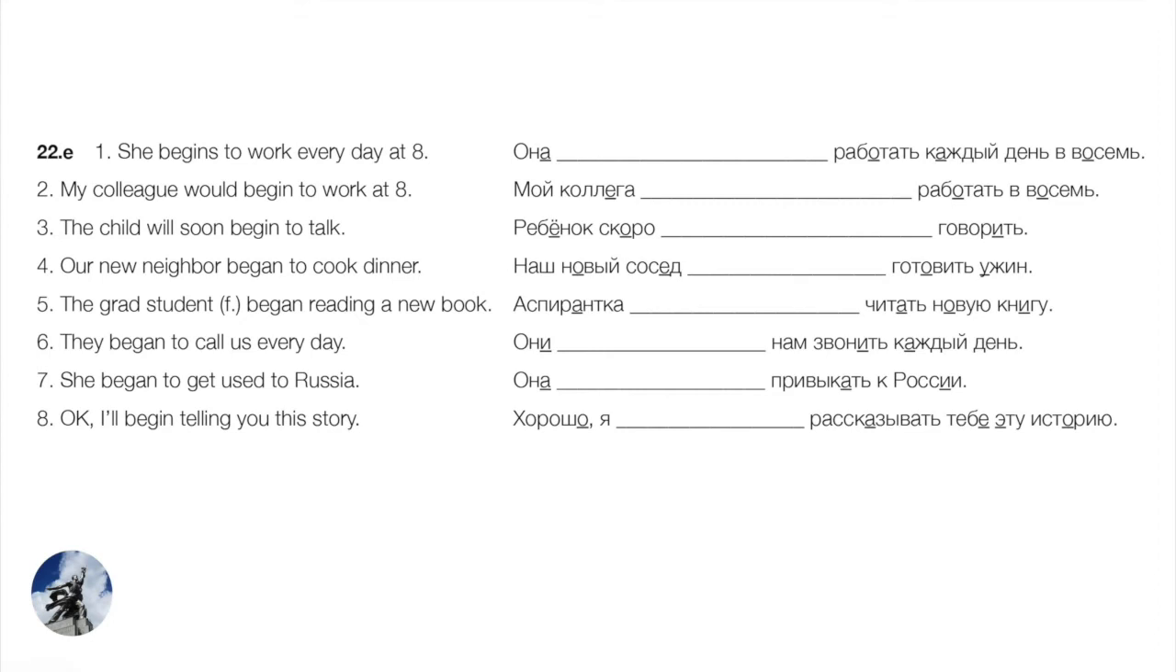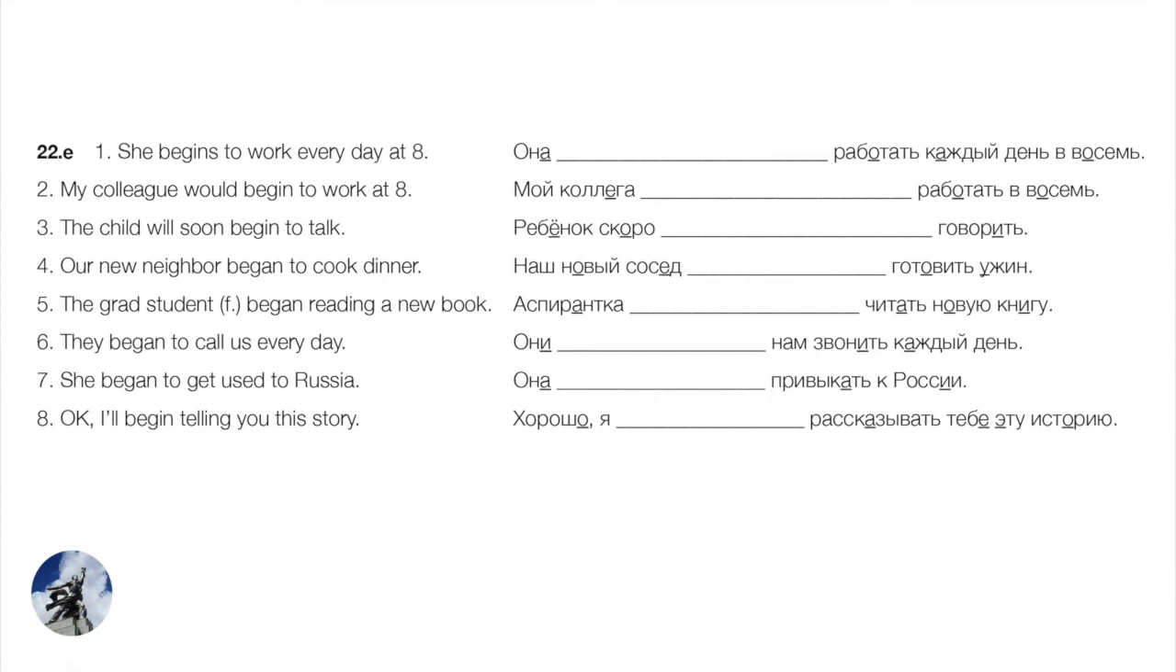Now, by the way, you might contrast that perfective to a sentence like, our new neighbor was beginning to cook dinner. Okay, that would call for an imperfective, right? Он начинал готовить. He was in the process of beginning to cook dinner. As opposed to the perfective, he simply started cooking dinner, right? Он начал готовить ужин.